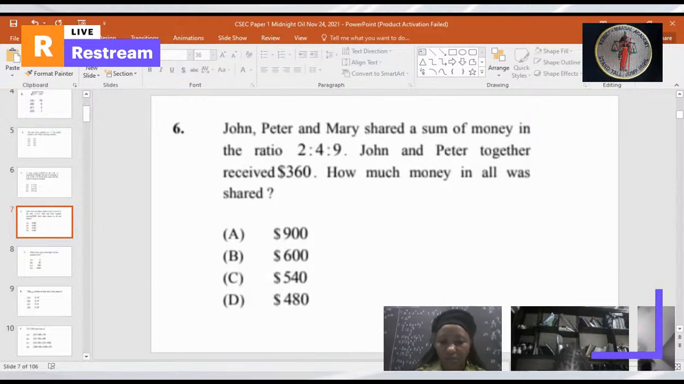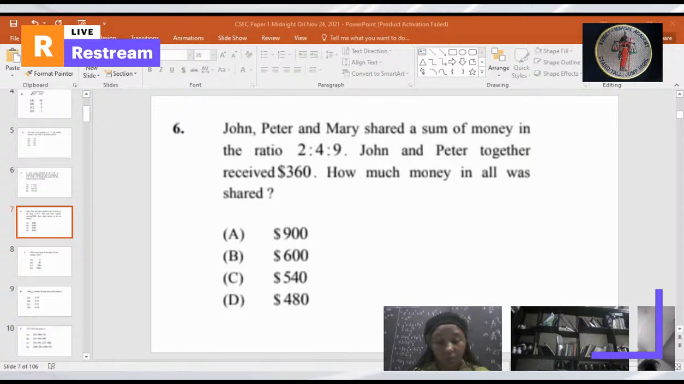Okay, Miss. Number 6. John, Peter, and Mary shared a sum of money in the ratio 2 to 4 to 9. John and Peter together received $360. How much money in all was shared? So it's like you're always getting the ratio questions, Imani. Yeah. Go ahead, Drayshawn. So Miss, you'd add up all of the ratios, which would be 15.